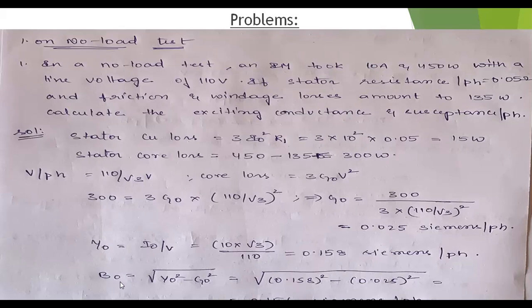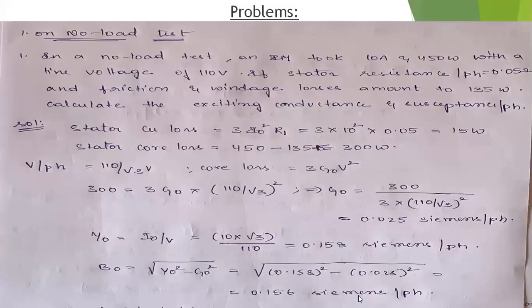Okay, so B naught is equal to root of Y naught square minus G naught square, admittance square minus conductance square. So susceptance is equal to root of admittance 0.158 square minus conductance 0.025 square. There you will get 0.156. B susceptance also has unit Siemens. So 0.156 Siemens.